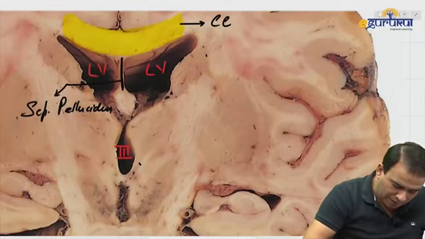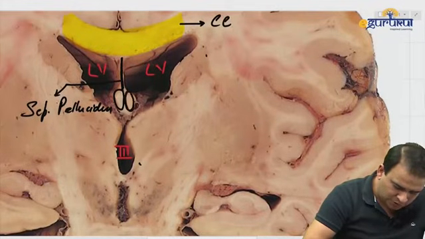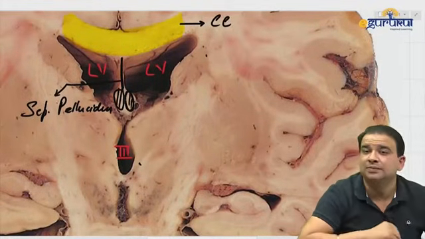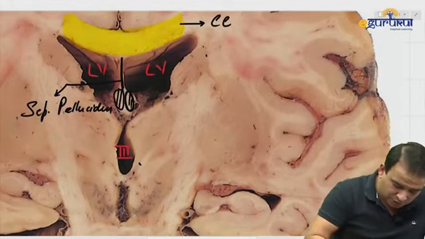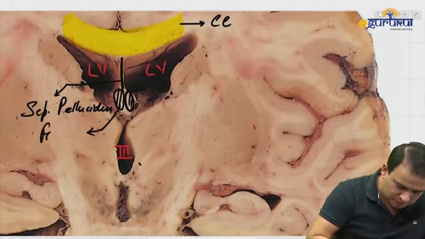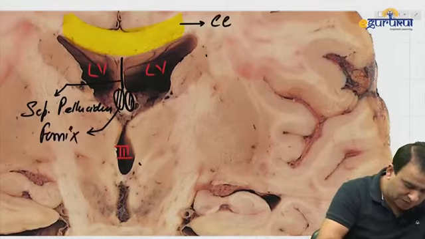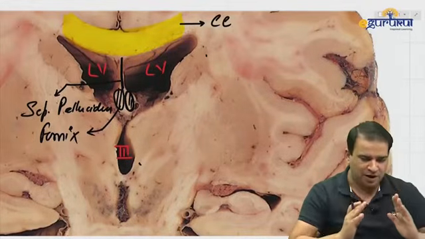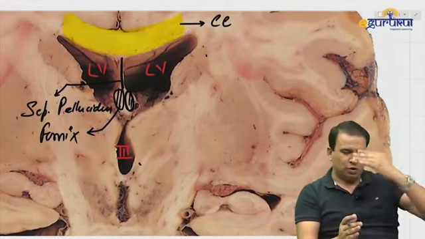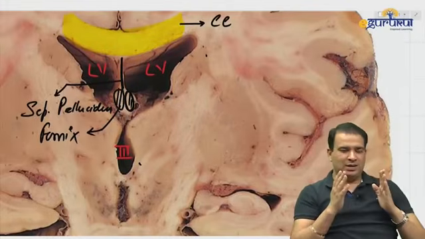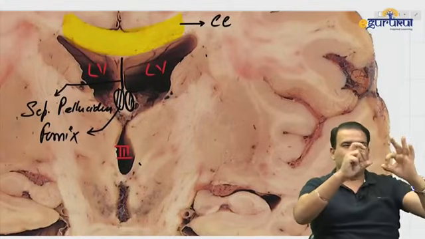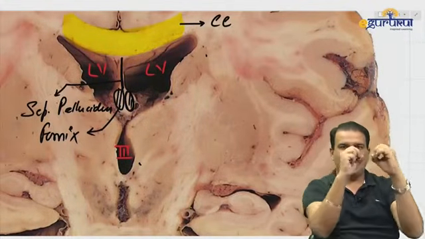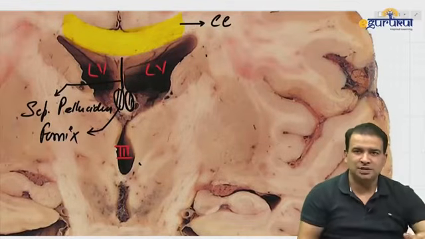And below the lower edge of the septum pellucidum, you can see the columns of the fornix. These are the columns of the fornix, which are running anterior-posteriorly. So when you take a coronal section, what you will see is that the columns of the fornix will look like two nail heads. They look like a rounded body just below the edge of the septum pellucidum.